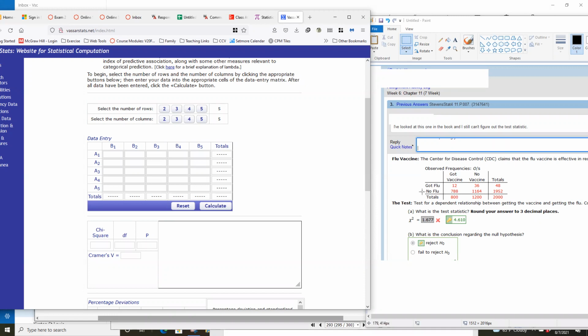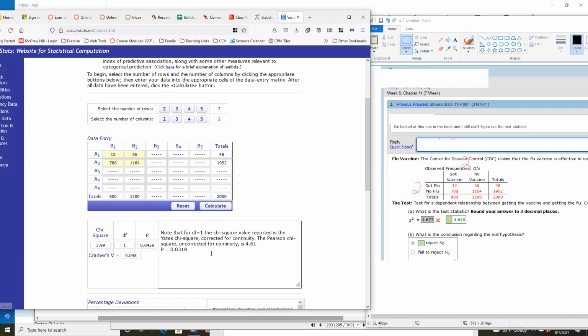So what I see here is a 2x2 table. One of the calculators I've been pointing you to is this one here. To use this calculator, I'm going to select 2x2, and see how nicely it lights up the yellow cells. Then I'm going to type in the numbers 12, 36, and 788, and 1146 or 1164.